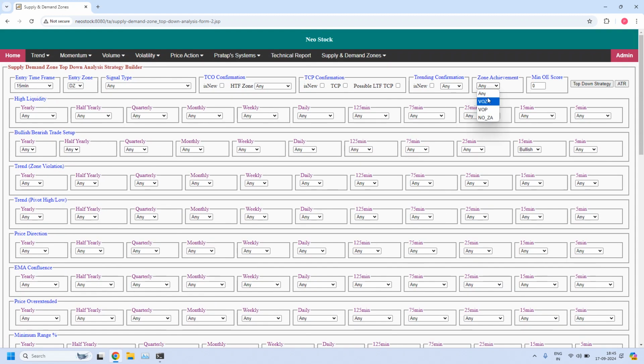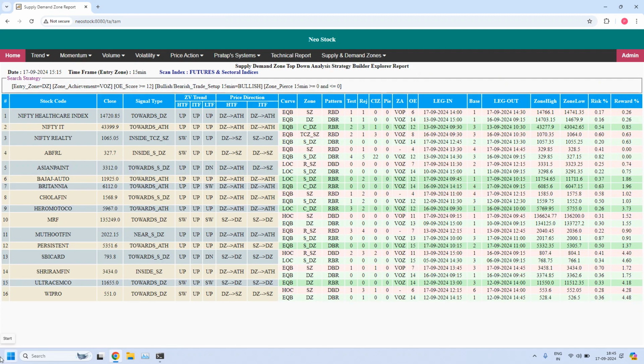Violated opposing zone, that should be the zone achievement. Minimum odd enhancer score should be 12. All the 3 filters are applied to the 15 minutes demand zone. Now 16 stocks are filtered. All these 16 stocks are currently supporting bullish trade setup for daily income trade, that is entry time frame 15 minutes.